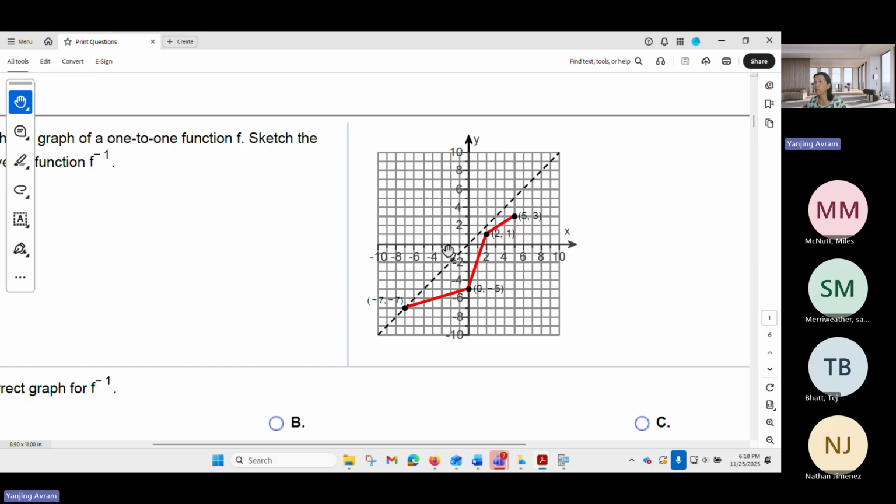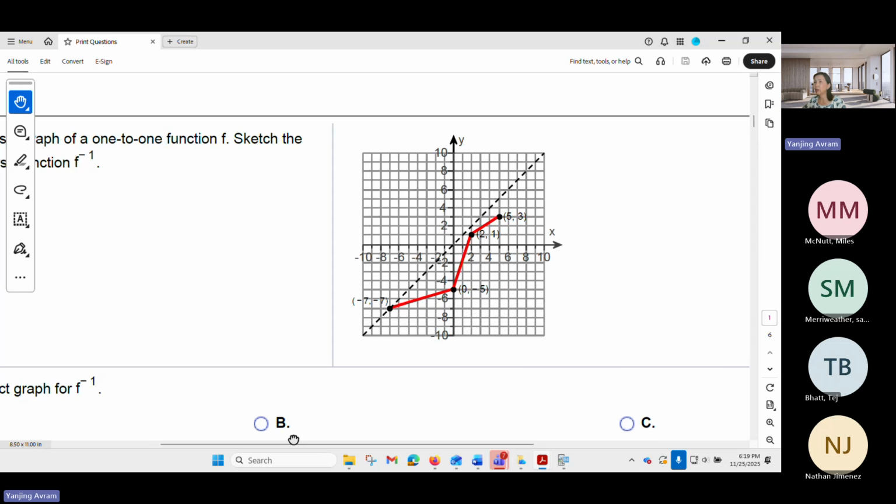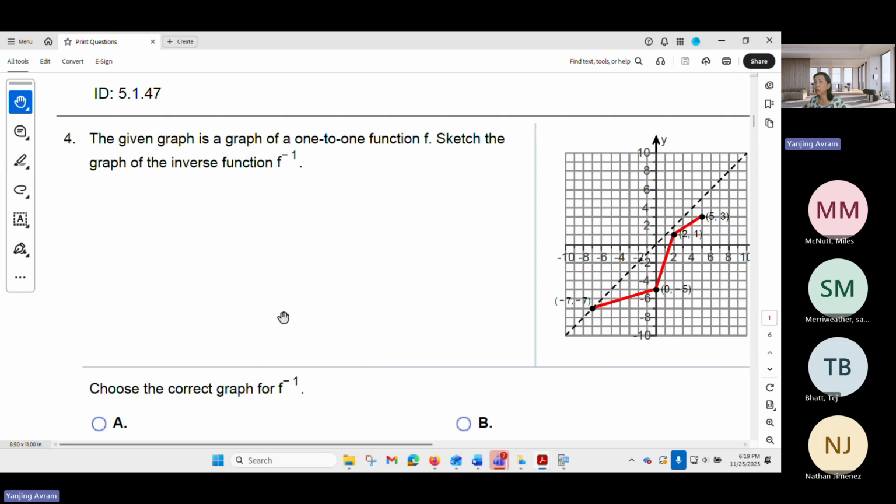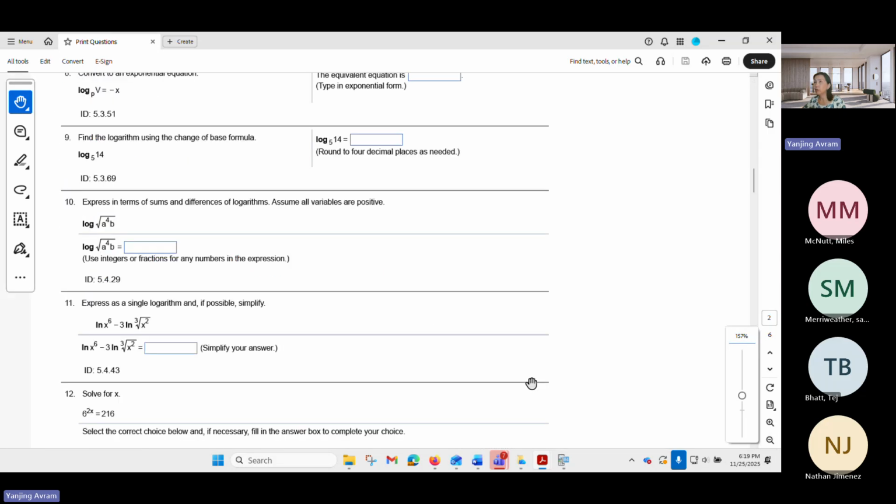-5 and 0, right? And this point is 2 and 1, so the inverse will be 1 and 2. So 1 in here, 2 in here will be right here. All right, 5 and 3, inverse will be 3 and 5. So 3 and 5 should be somewhere right here. So you can check the graphs one by one, trying to see which one fits.